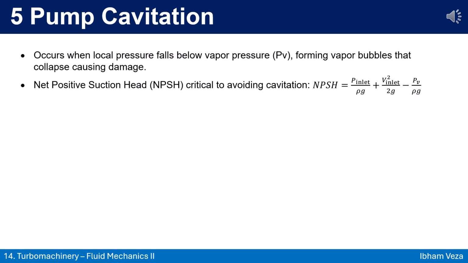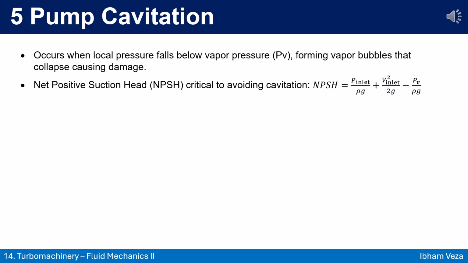To prevent this, engineers use a critical concept called net positive suction head, or NPSH. It's a measure of how much pressure is available at the pump inlet compared to the vapor pressure. If NPSH is too low, cavitation will occur. The equation for NPSH combines the pressure head and velocity head at the inlet and subtracts the vapor pressure head. It reminds us that both pressure and velocity at the inlet affect the risk of cavitation.